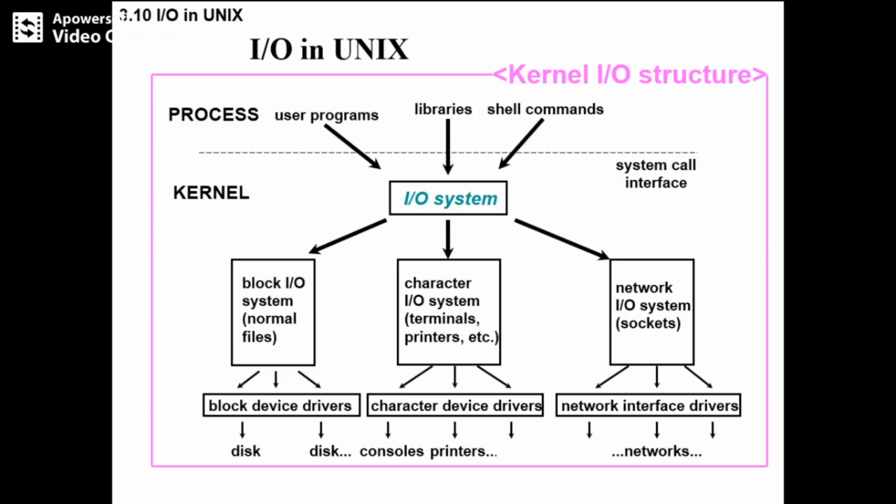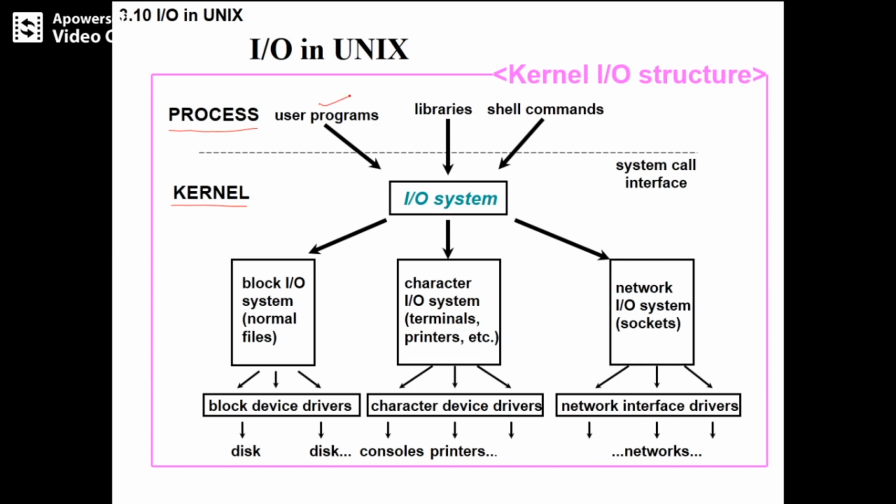Let us go for the next topic called IO in Unix, input output in Unix. This is the kernel input output structure. Here you can see two different layers: a process layer and a kernel layer. In the process layer, you can see user programs, libraries, shell commands, etc.